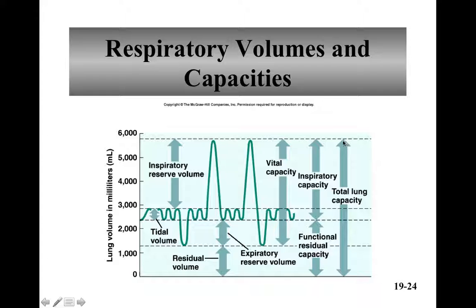So all of these together is the total lung capacity. Your IRV, your ERV, and your residual volume all together make a total lung capacity. We never empty that residual volume, where the lungs would collapse, and that would be rather unfortunate. But the total lung capacity you can see here is very close to 6 liters, which is quite a lot of volume.